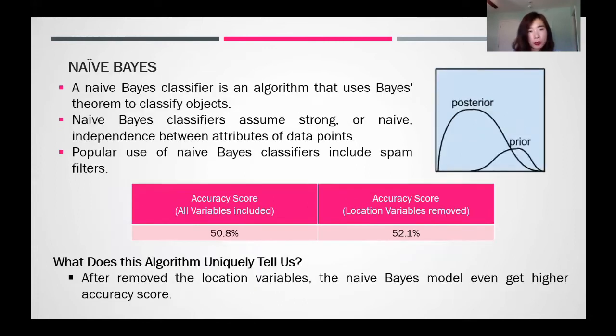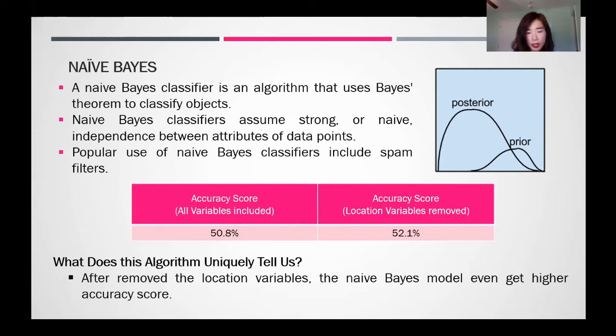And next, we're talking about the Naive Bayes classifier we applied to our data set. The Naive Bayes classifier is an algorithm that uses Bayes' theorem to classify objects, and it's popular to use in spam filters. As we can see, after we remove the locations, our accuracy even gets higher.